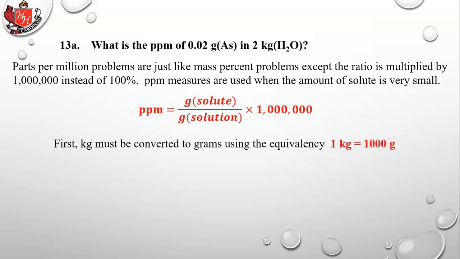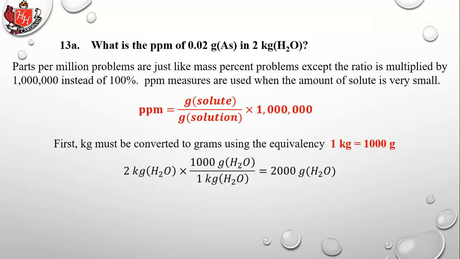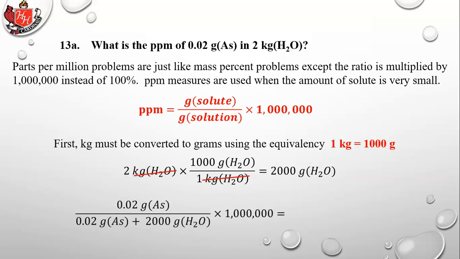So for the grams of solute, first kilograms must be converted to grams by using the equivalency. This is a standard equivalency of 1 kilogram equals 1,000 grams. So 2 kilograms of water times 1,000 grams over 1 kilogram. Kilograms cancel out and you get 2,000 grams. So now you can go ahead and plug the numbers in the formula. There's the cancellation. So 0.02 grams of arsenic over 0.02 grams of arsenic plus 2,000 grams of water times 1 million, and that will give you 10 parts per million.